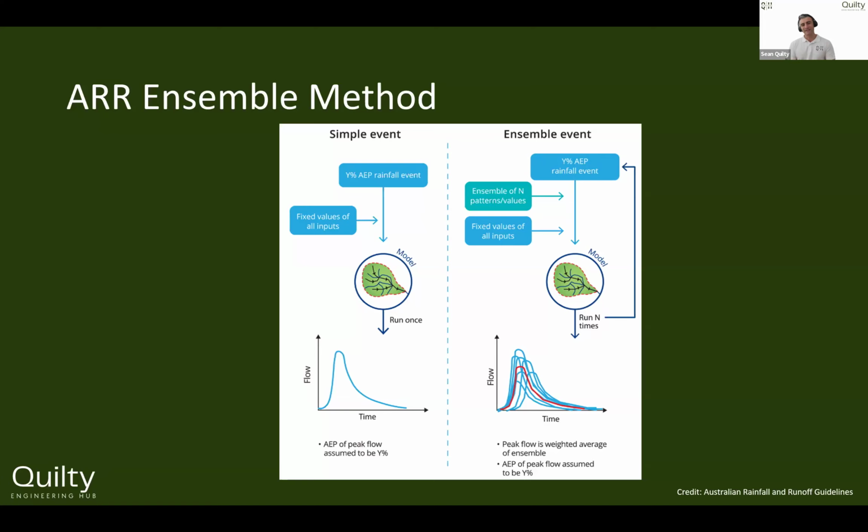And then out of those 10 different scenarios, if you like, we then pick the average of those, or I guess our best estimate as to what most of the storms will sort of fall into. So that's the ARR Ensemble Method. There's a little bit involved in there, but obviously we're just trying to give you a bit of a small insight into rainfall, I suppose.